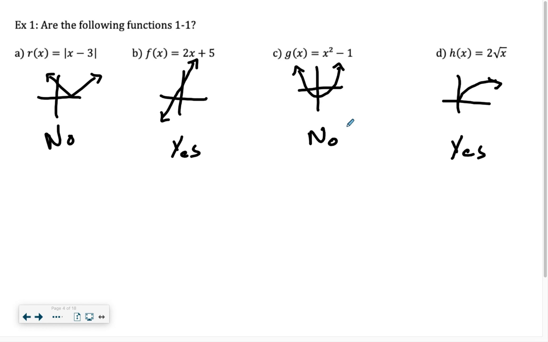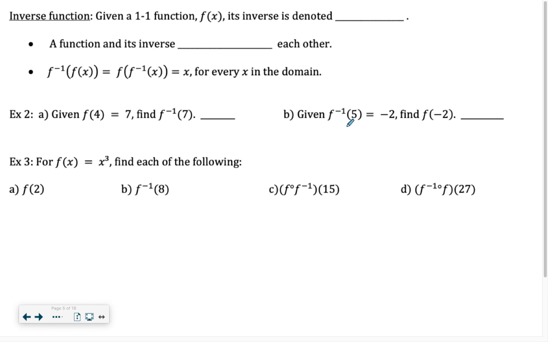Okay? So let's then start talking about inverse functions. If our original function is f of x, we denote the inverse like this. Now, we want to be careful. This does not mean to the negative first power. This means the inverse. Taking the negative first power can be different sometimes.